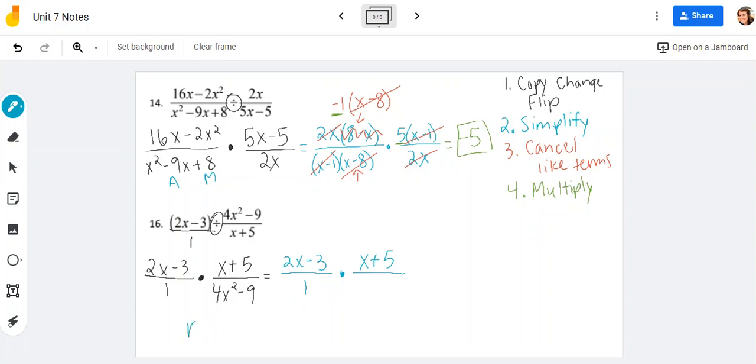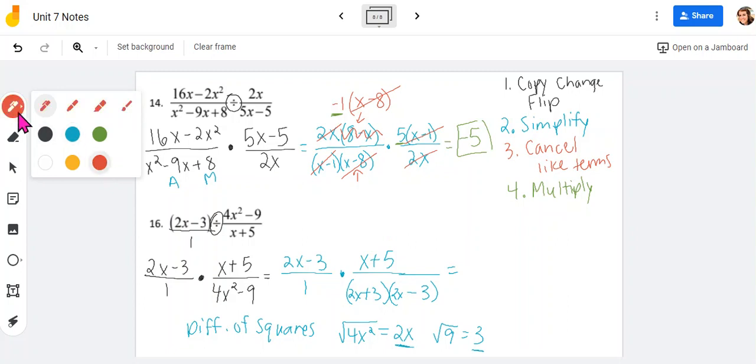But this bottom is actually a difference of squares, if we remember that from our factoring. Because 4x squared and 9 are both perfect squares. So the way those factor is with two binomials. One is plus, one is minus. And we think about finding the square root of each piece. So the square root of 4x squared is 2x. And the square root of 9 is 3. So these are those two pieces we use. We get 2x plus 3 and 2x minus 3.